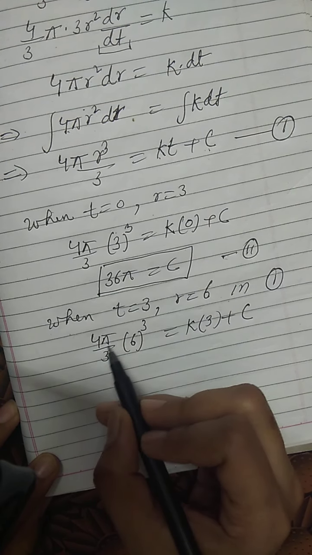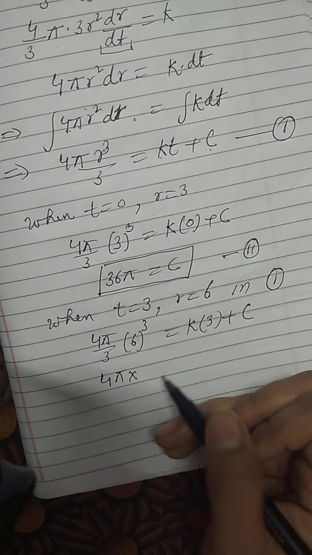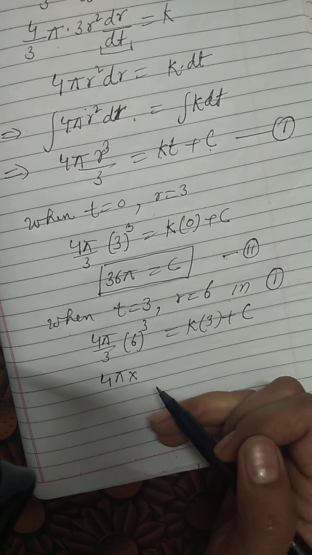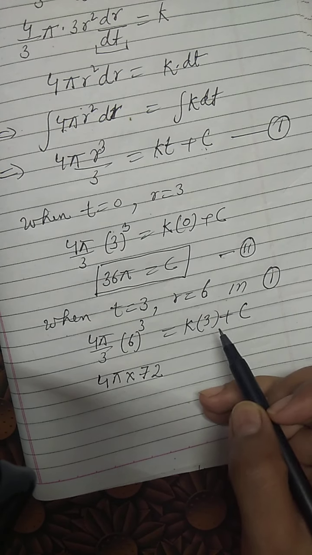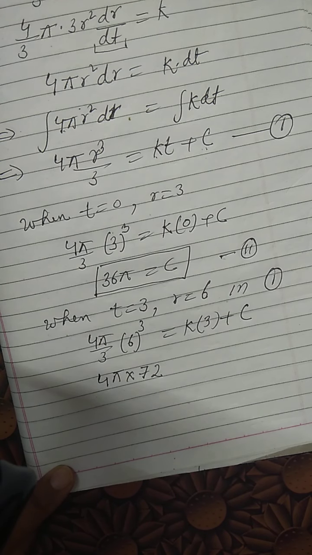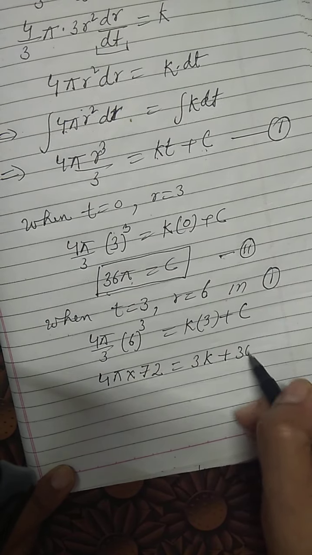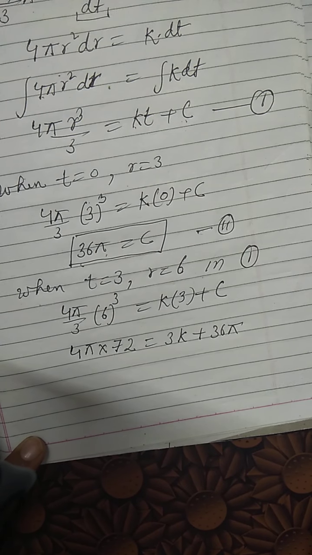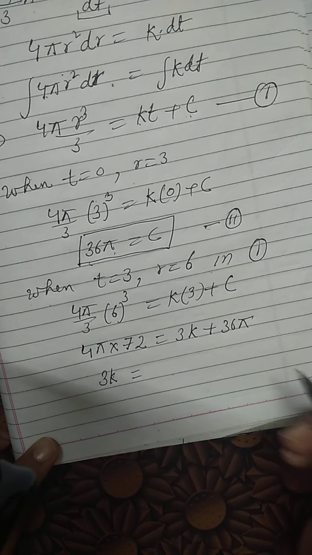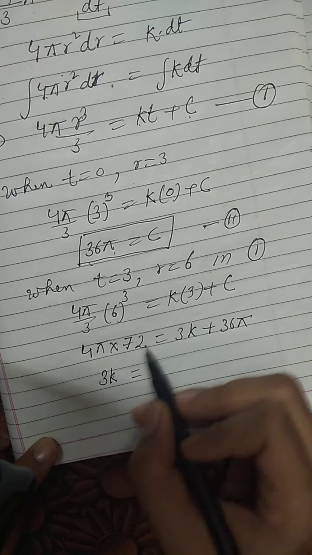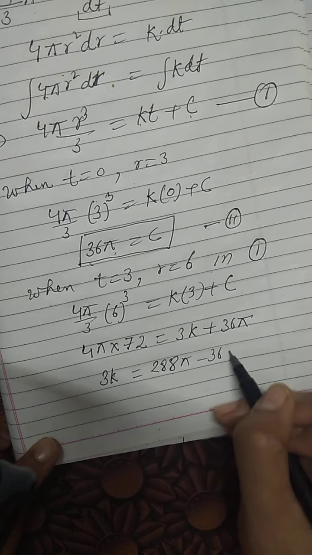Okay, so now it will be 4 pi into 6 into 6, 36, and 36 into 2, 72, because 1 by 3 will cancel the other one. Constant: 1 6 equals 3k plus c, where the value of c is 36 pi, that we can substitute here. So what we are getting here, 3k is equal to 288 pi minus 36 pi.